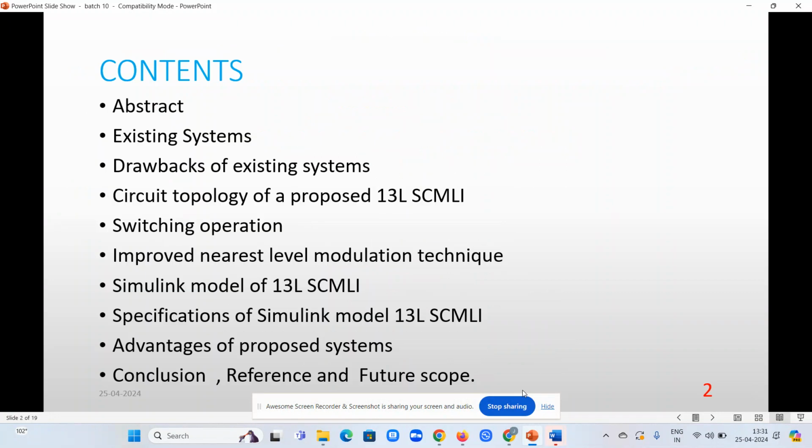The contents of my project are: abstract, existing systems, drawbacks of existing systems, circuit topology of a proposed 13 level switch capacitor multi-level inverter, switching operation, improved nearest level modulation technique, the simulation model of 13 level switch capacitor multi-level inverter, specifications of the simulation model, advantages of the proposed system, conclusion, references, and future scope.